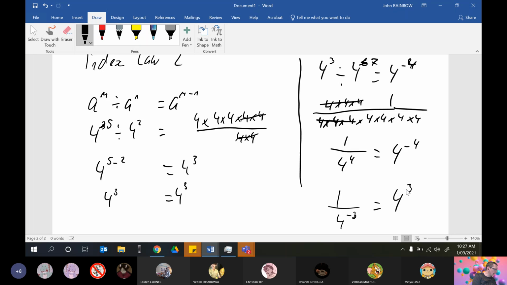That is index law number, I'm trying to remember.